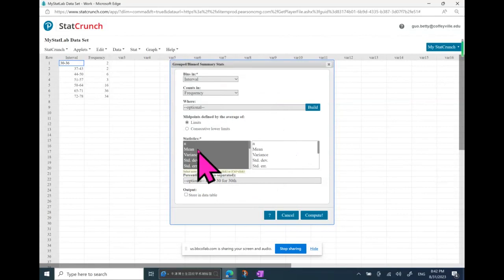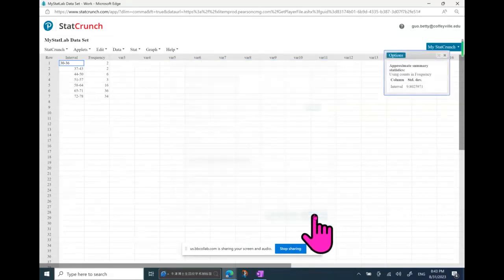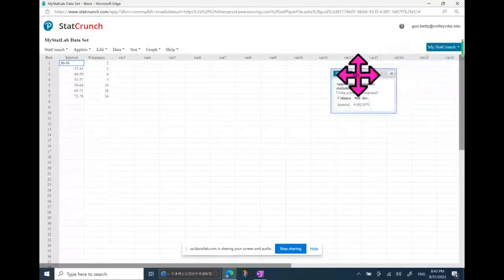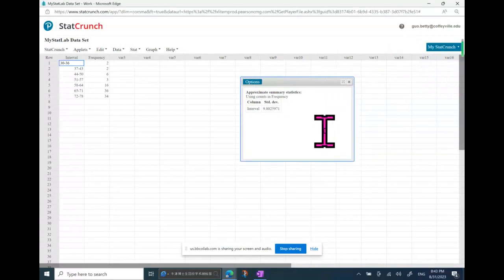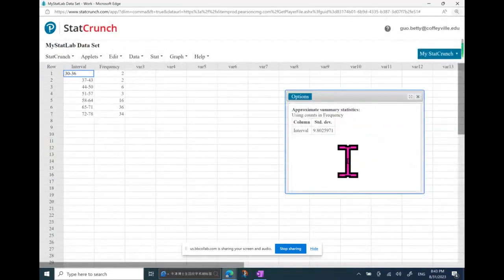Then, do you see the gray area? You are going to click standard deviation. Once you click that, only the standard deviation is gray and it will be added to the right hand side here. Okay, and then you are going to compute. What do you see here? I said a few seconds, right? You are able to get it done in a few seconds. 9.802591, same as ours.